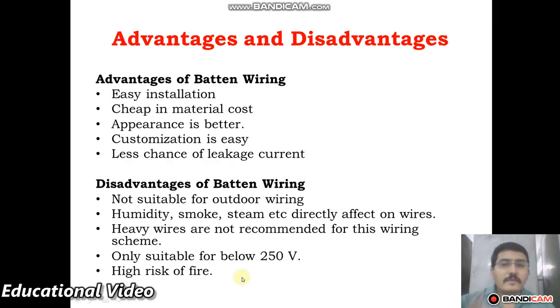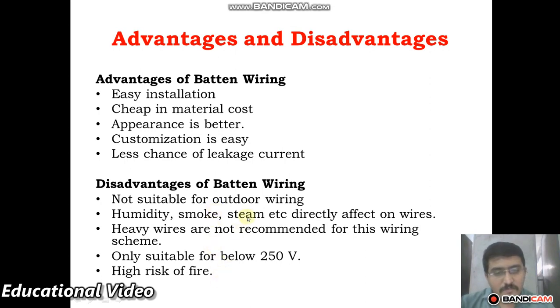Then we'll see the advantages and disadvantages of batten wiring. Easy installation is an advantage of batten wiring. Cheap in material cost. Appearance is better compared to the previous case. Customization is very easy. Less chances of leakage current. But the disadvantage is that it is not suitable for outdoor wiring.